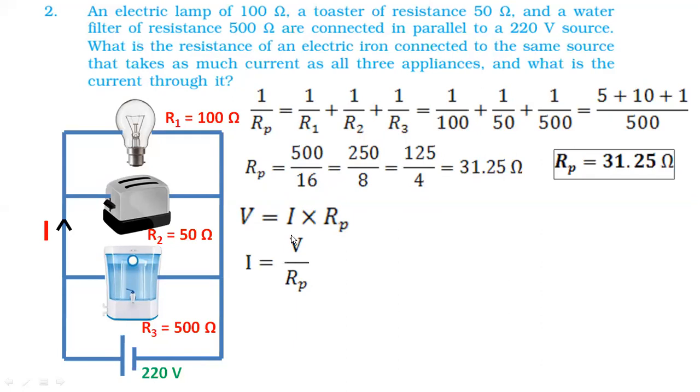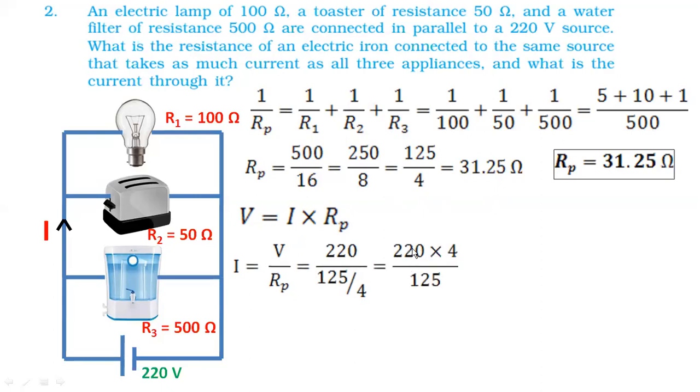Now let me put the values. What is the value of V? 220. Rp is 125 by 4. So I have put 220, and in place of Rp, instead of taking 31.25, I have taken 125 by 4. Why? For simpler calculation. You can take 31.25 also, but dividing 220 by 31.25 will become very difficult. So you take the Rp value as 125 by 4. It will become simple for you. Now I can shift this 4 to the upper side, to the numerator. So it will become 220 into 4 divided by 125.